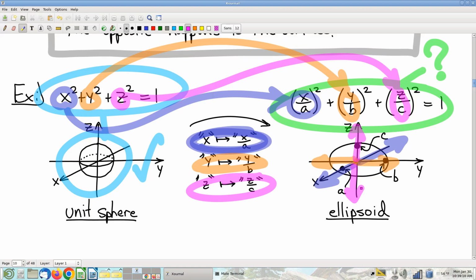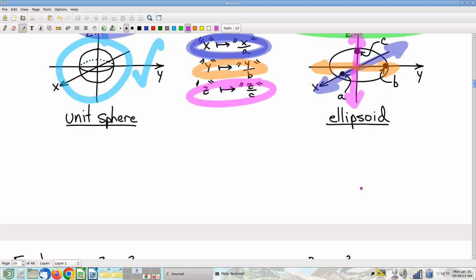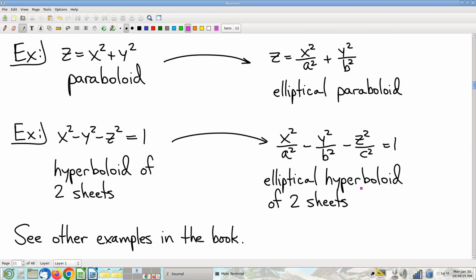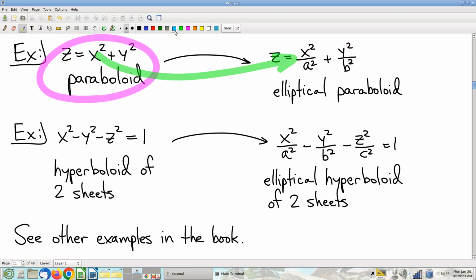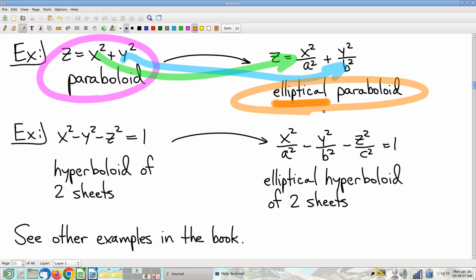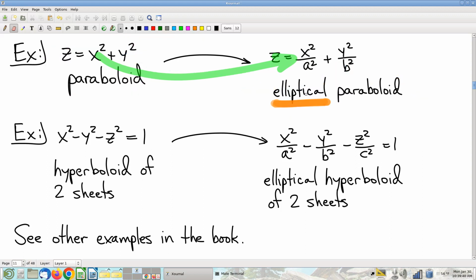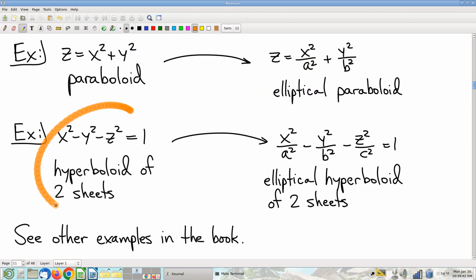Everybody follow the argument there? Okay. All right. A couple more examples, and these are all really kind of morally equivalent, but if you take a paraboloid and stretch it out, that paraboloid that has circular cross sections, well, now it has elliptical cross sections, and so we call this an elliptical paraboloid. And likewise, here we had a hyperboloid. Well, you stretch it out, you get an elliptical hyperboloid.